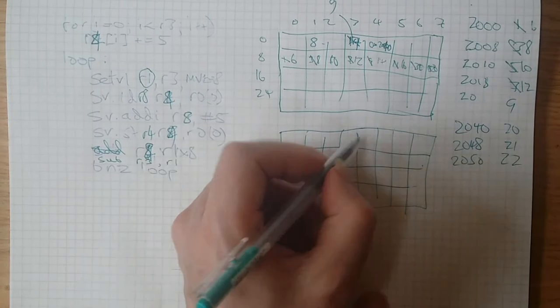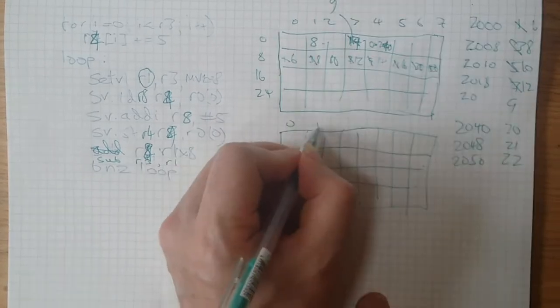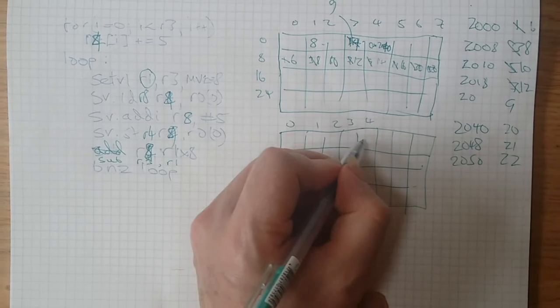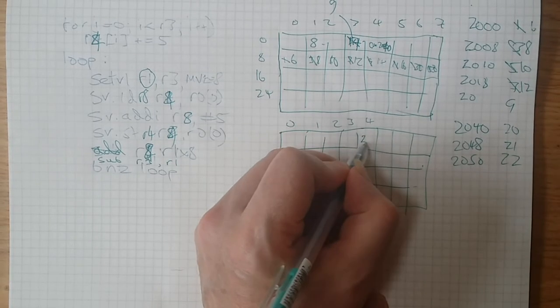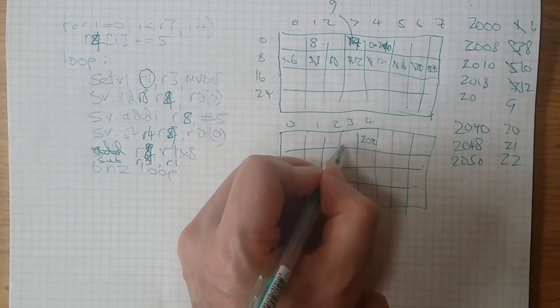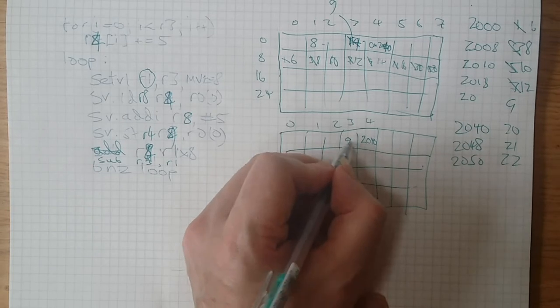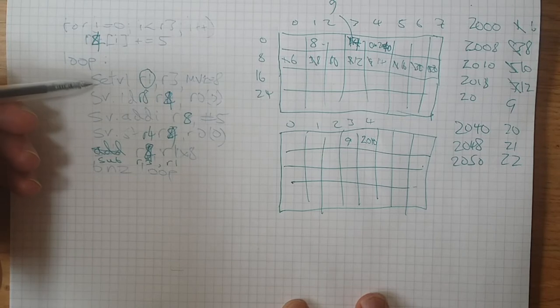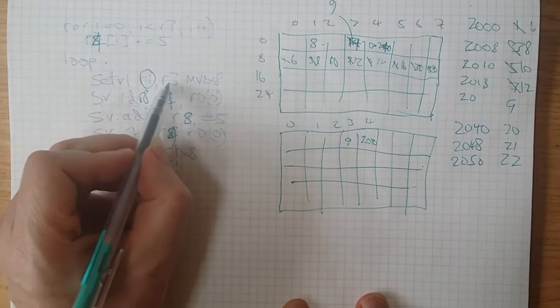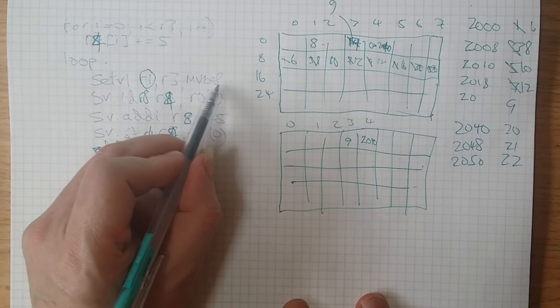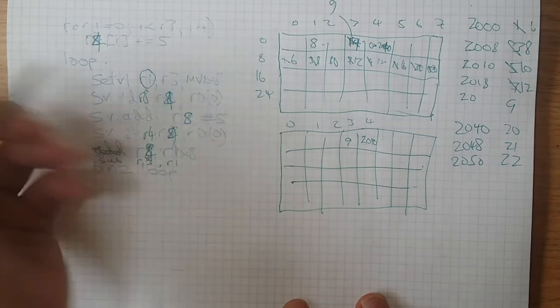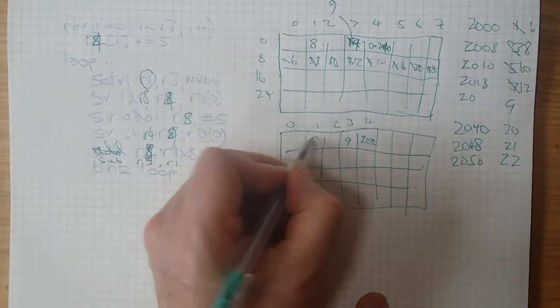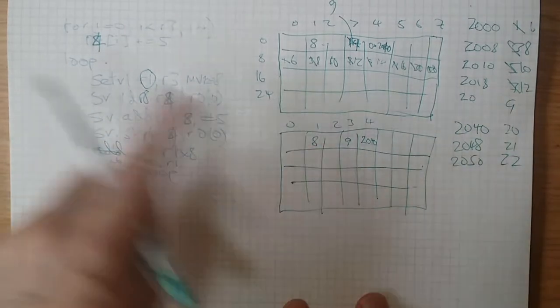Okay, so 1, 2, 3, 4. Here we now have the value 2040, and here we have the value 9, and we're going back to the set VL instruction. Now the min of 9 and MVL is 8. The min of 9 and 8 is again 8. So R1 gets set to 8, but VL, the vector length, also gets set to 8.